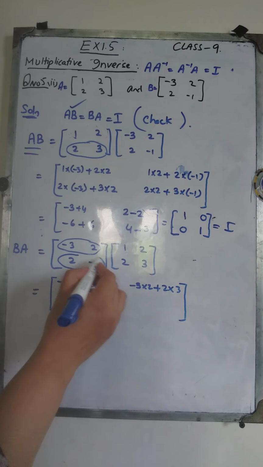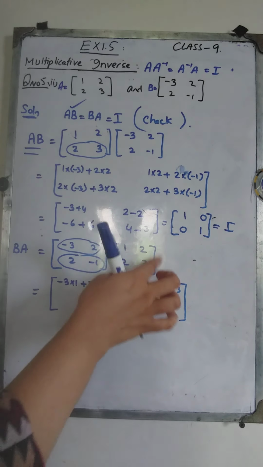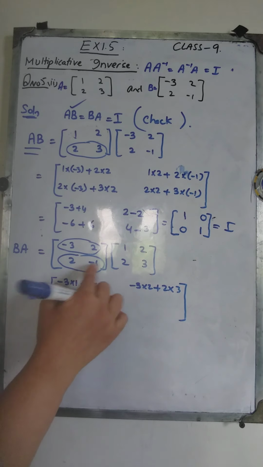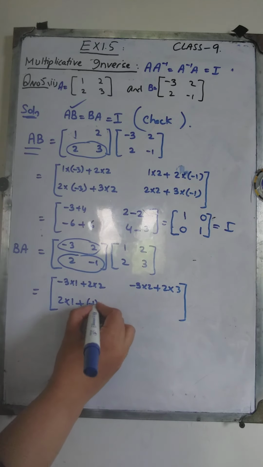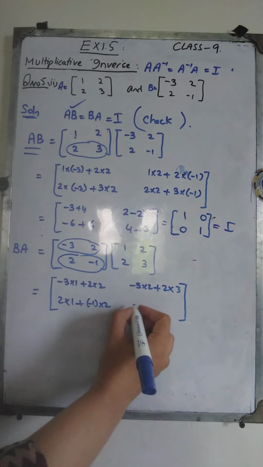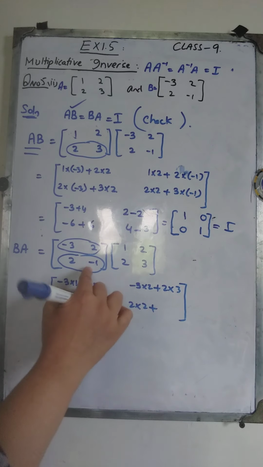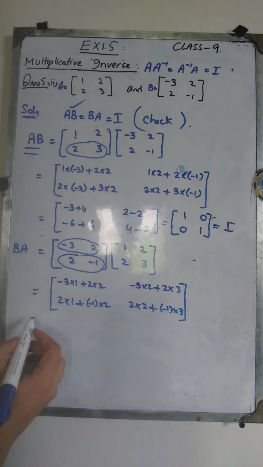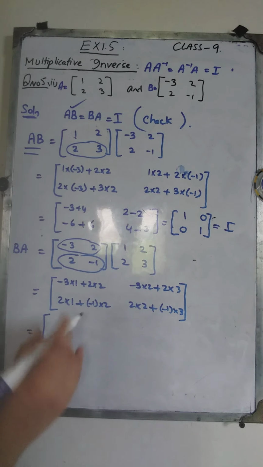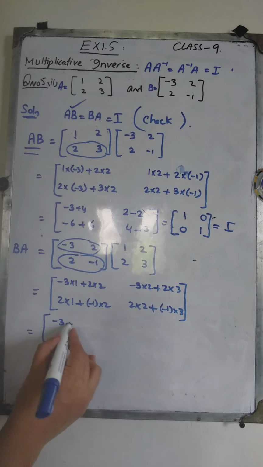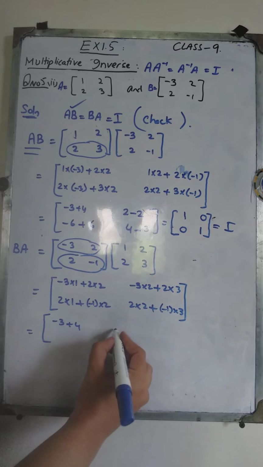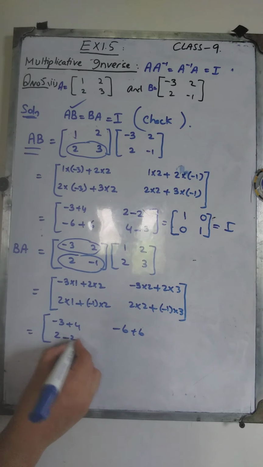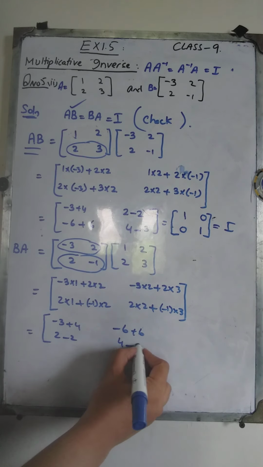Now taking the second row and multiplying it with the first and second column. 2 into 1 plus -1 into 2. Then 2 into 2 plus -1 into 3. So the answer will be -3 plus 4, -6 plus 6, 2 minus 2 and 4 minus 3.